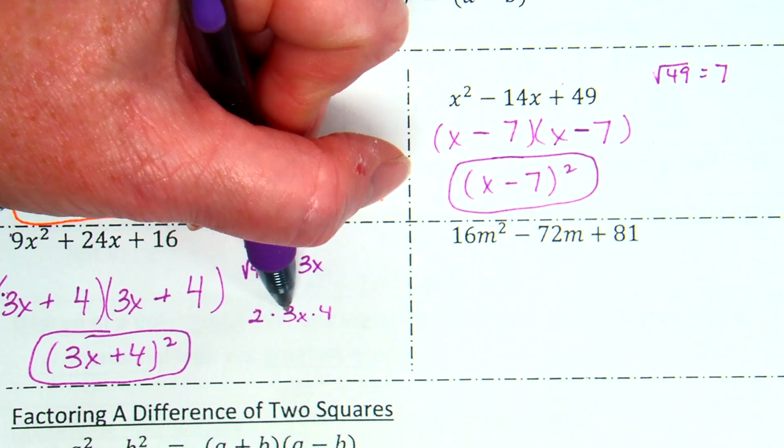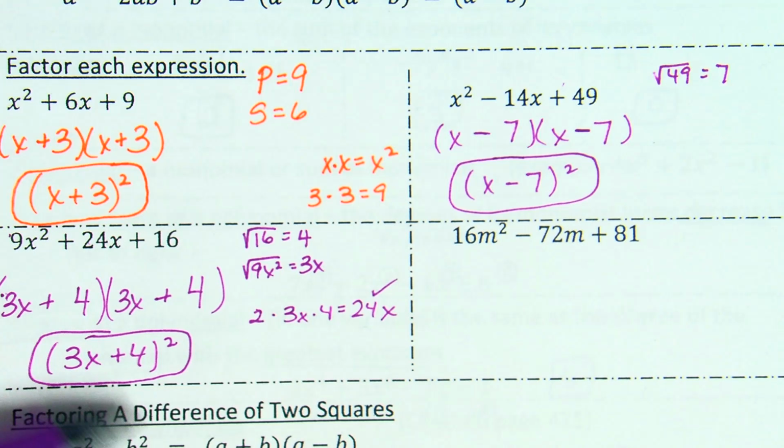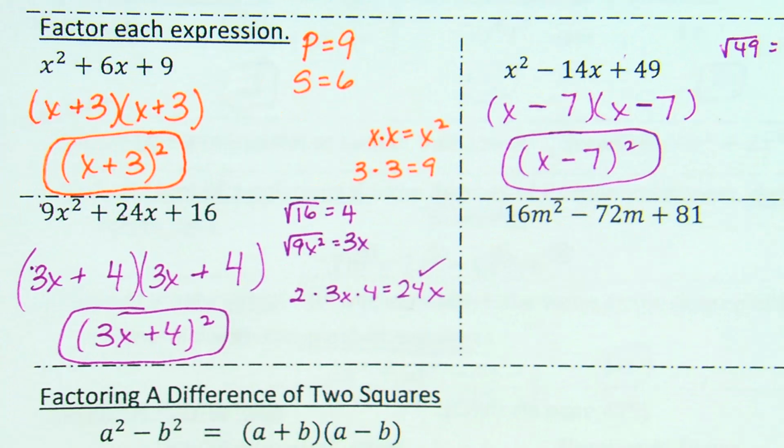Okay, and this one, you know, if we had to do product of AC, it would be doable. I really would not want to do product of AC on the next one, though. 16 times 81 is a big number. Then to find the pairs that multiply to be that, I'll pass. So, what do you notice about 16 and 81? They're both perfect squares. And that's going to work to our advantage.